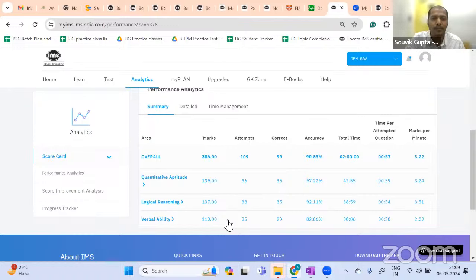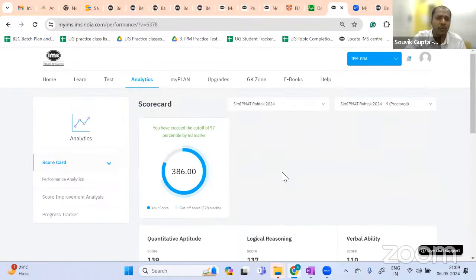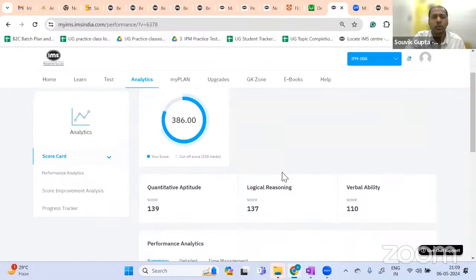But in any case, the whole point of this live solving was to show you how to time the question paper. When I was in my strong areas, that is quant and logical reasoning, I completed the sections in around 45 minutes for the quant section and around 40 minutes for the LR section. So I had a healthy 35 or 40 minutes for the verbal ability section.